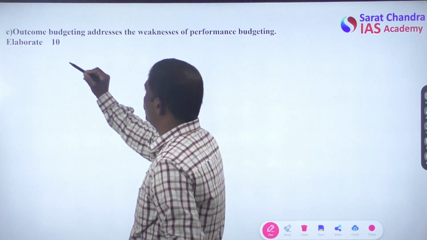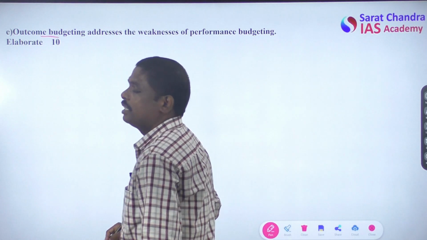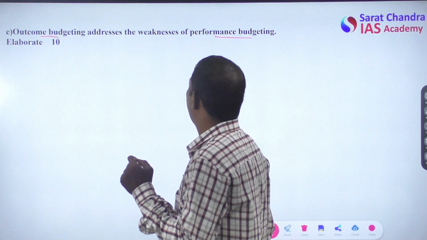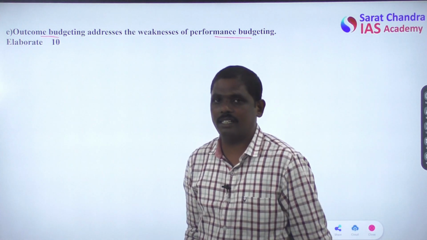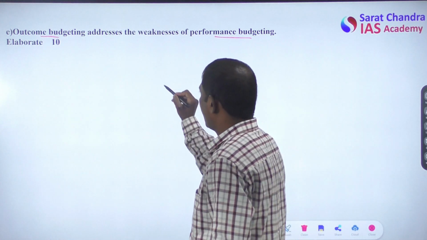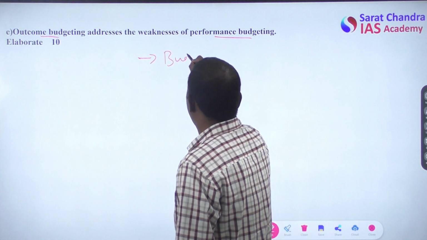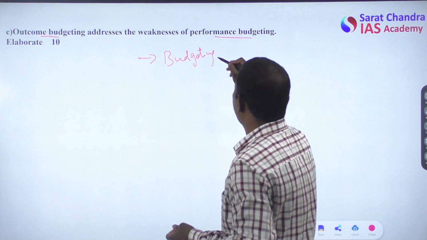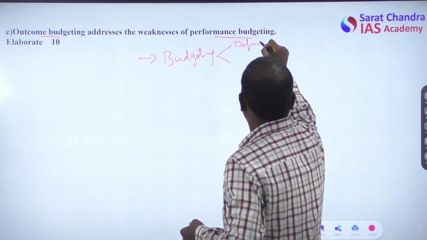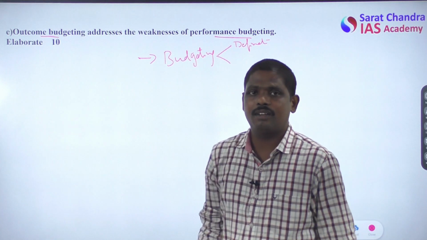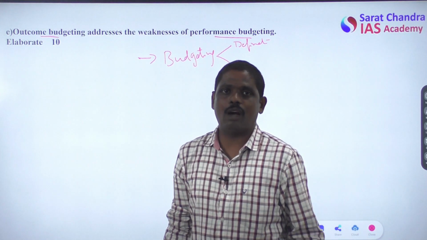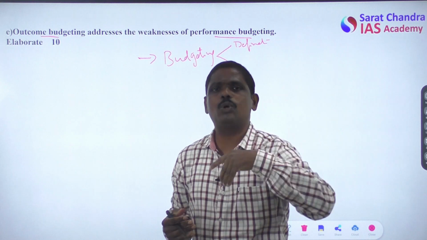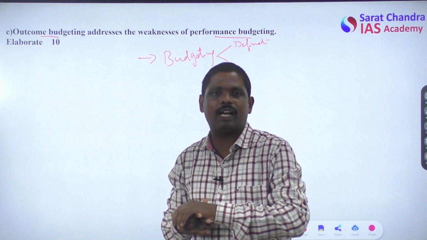Alright, so first of all the question is about two things: comparing outcome budgeting with performance budgeting, and how outcome budgeting addresses the weaknesses of performance budgeting. So first of all our answer should start by defining budgeting and bringing out the importance of budgeting. So there should be two things. One is definition. So use the definition of Kautilya, Wildavsky, Hoover Commission, how they have defined budget. Alright, so when you go through Lakshmikant, you can easily answer these questions.